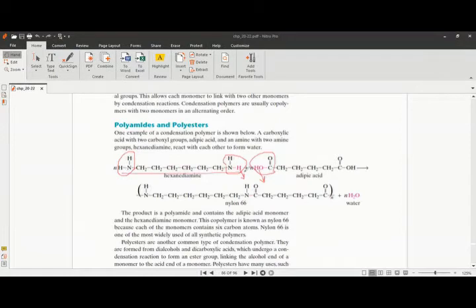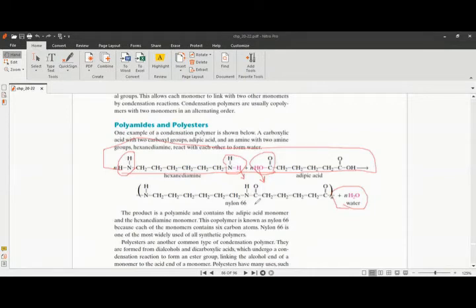all of this molecule in front of you, but not water. So you remove the water here, you can see that it forms water, and the rest, the two molecules, combine together to form nylon 66. Did you understand the concept?